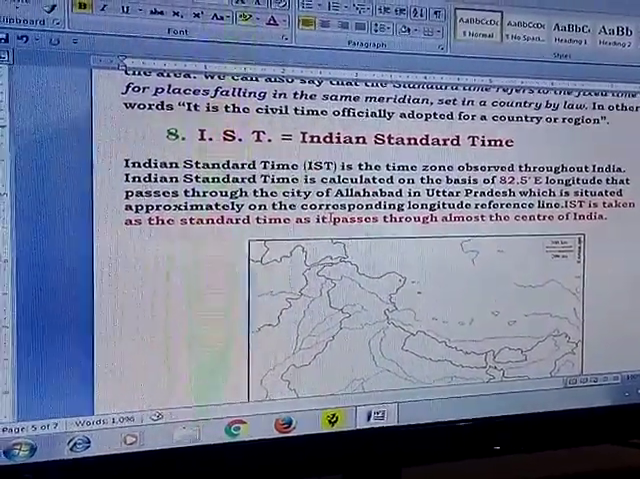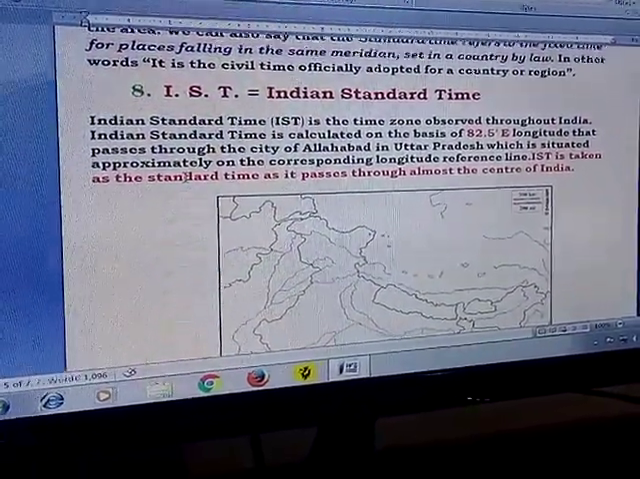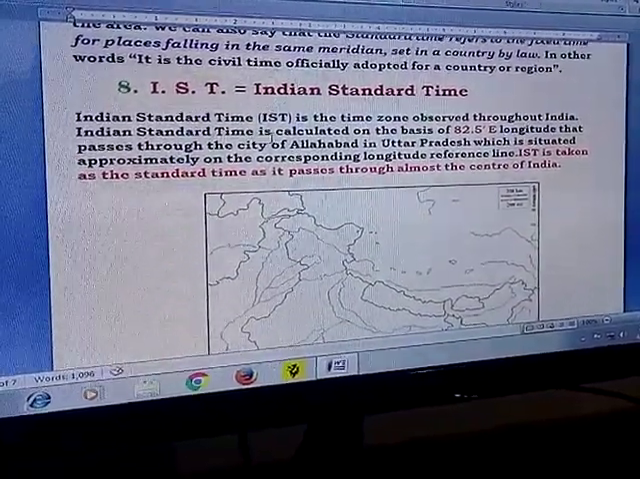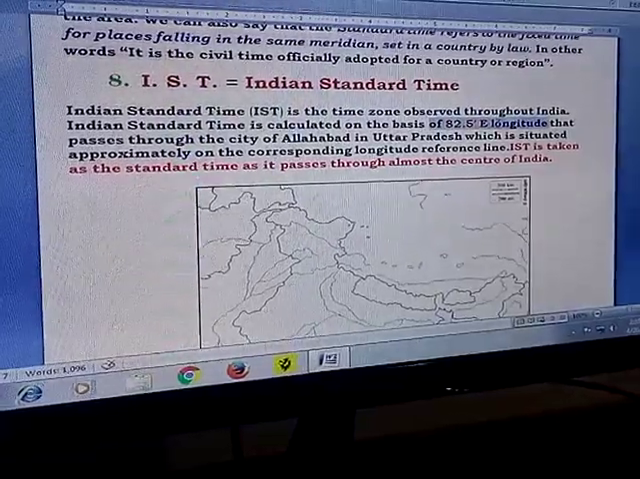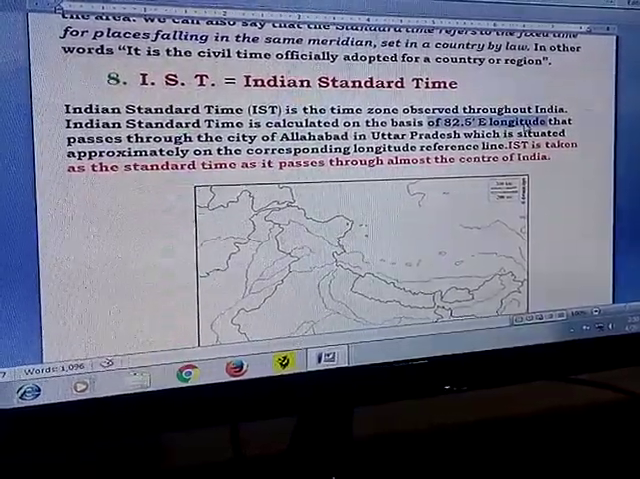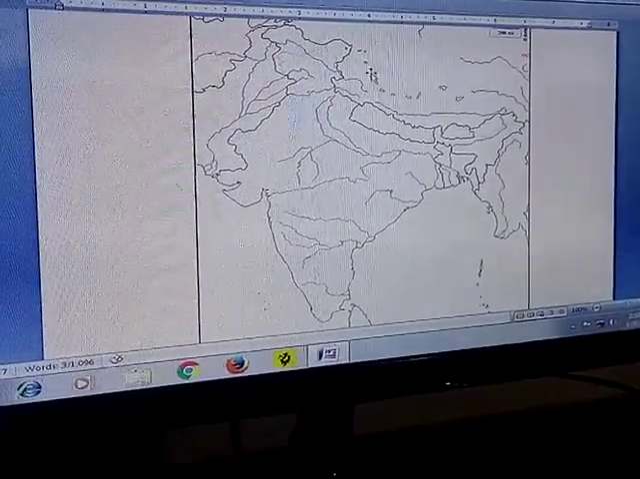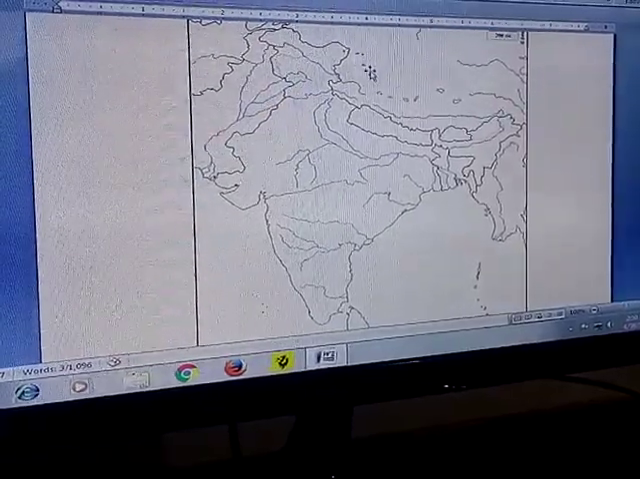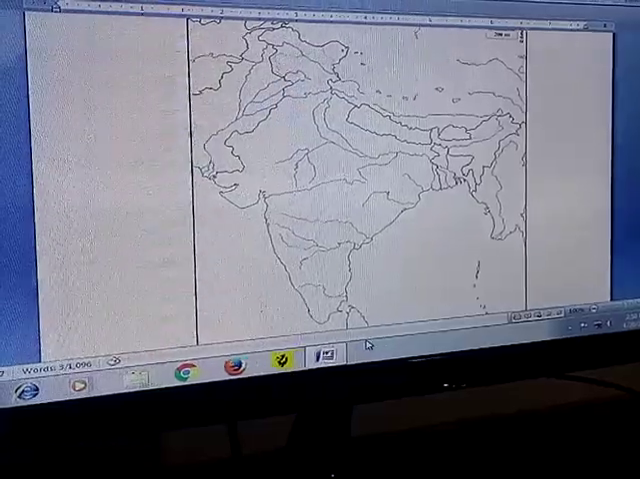But where is this Indian Standard Time longitude passing exactly? Actually, the Indian standard time is calculated on the basis of the 82.5 degree east longitude, which is actually passing around this. This is the line. This is the line. It is actually passing this way.